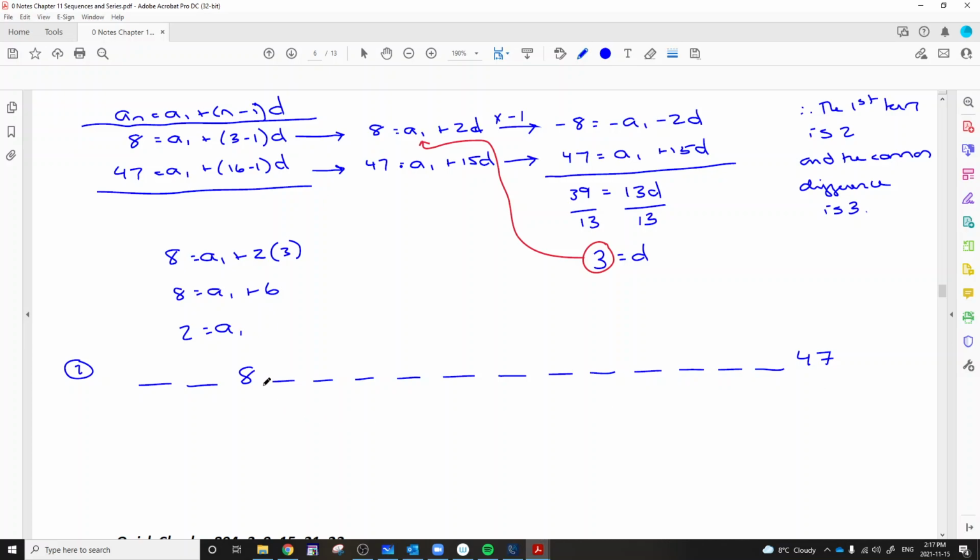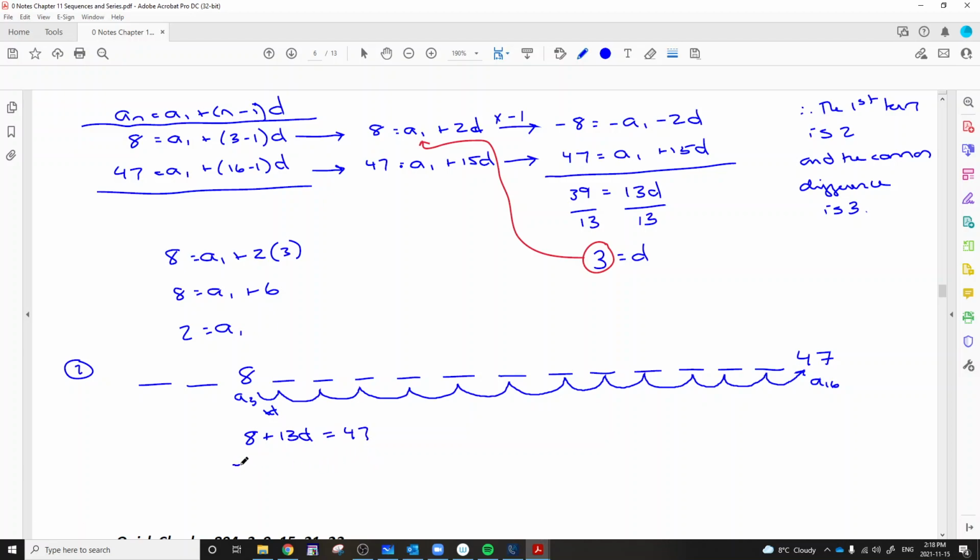So to get to 47 from 8, this is the third term and this is the 16th term. We have to figure out how many times we're going to add d. Well, you can look at it: 1, 2, 3, 4, 5, 6, 7, 8, 9, 10, 11, 12, 13 times. So we're adding d 13 times, which makes sense, to get from the third term to the 16th term. So we write that as an equation: 8 plus 13 common differences will give me 47.